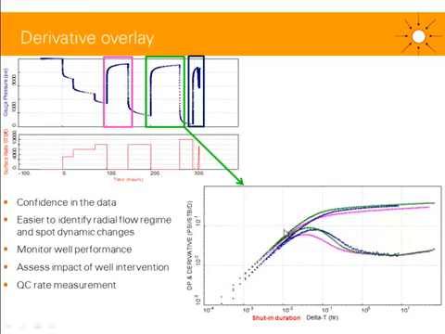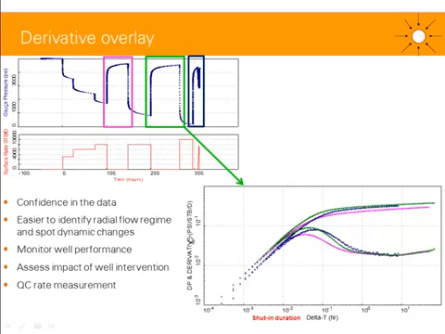So simply by looking at the plot without doing any further analysis, by looking at the derivative overlay, you can monitor well performance. You can also assess the impact of well intervention. We've seen this with our example of limited perforation. And you can also QC your rate measurements before each PBU.